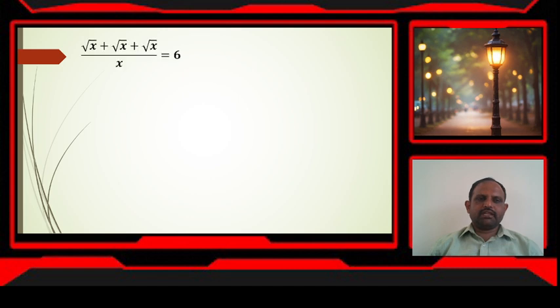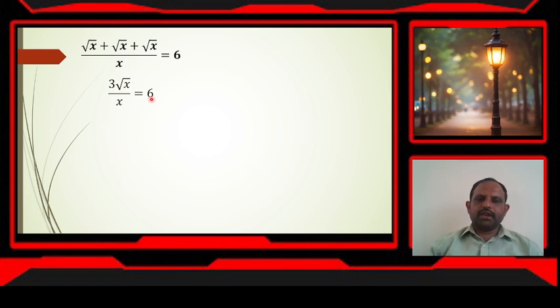Let's take the equation root x plus root x plus root x whole divided by x is equal to 6. So here you can see in the numerator there are root x, root x, root x. So when you add all three, you will get 3 root x whole divided by x is equal to 6.